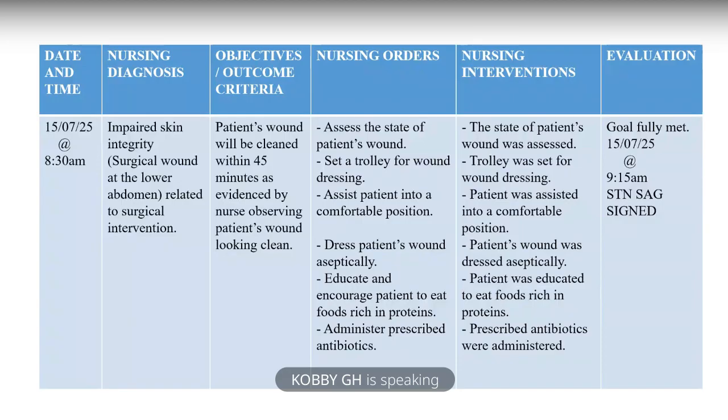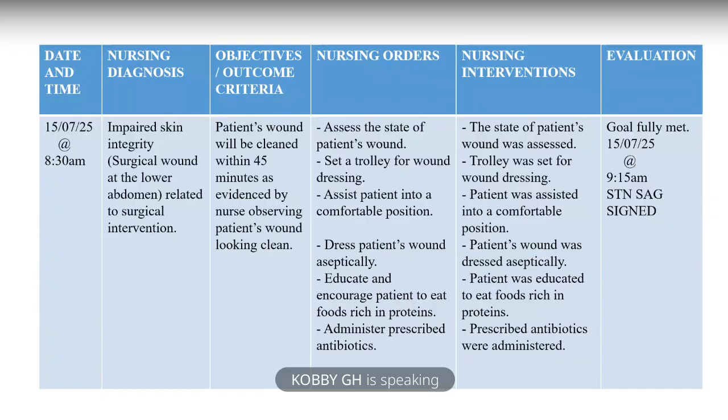Now, set a trolley for wound dressing. Trolley was set for wound dressing. Assist patient into a comfortable position. Patient was assisted into a comfortable position. Dress patient's wound aseptically. Patient's wound was dressed aseptically. Educate and encourage patient to eat foods rich in proteins and vitamins. Patient was educated and encouraged to eat foods rich in proteins and vitamins. Administer prescribed antibiotics. Prescribed antibiotics were administered.